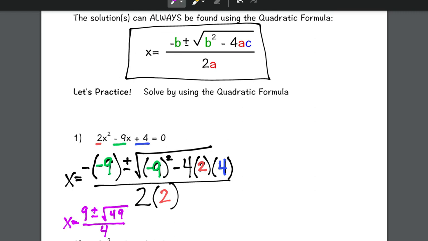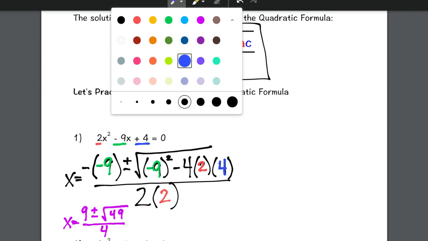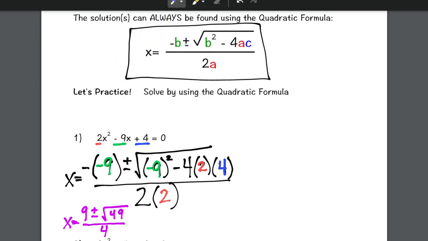Okay, now is when we discuss what this plus and minus nonsense is, okay? So if you think back to all of the different solutions that we've had for all of our quadratic equations, in a lot of instances, we've had 2 different equations. Well, one of those is going to be found when we add that square root of 49, and the other one will be found when we subtract it.